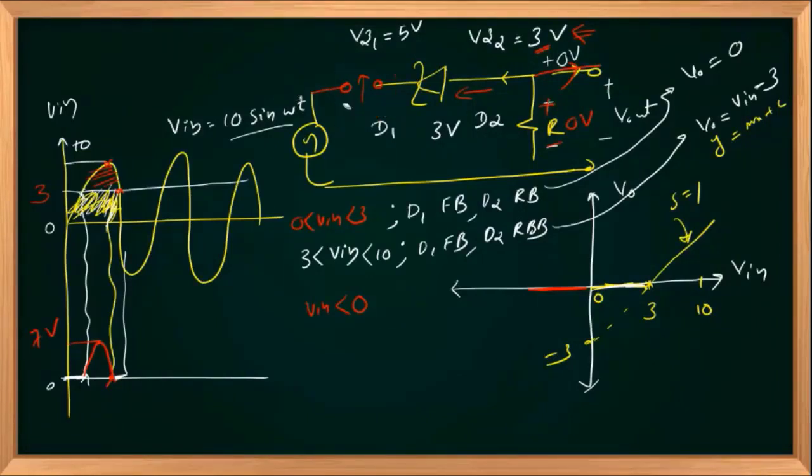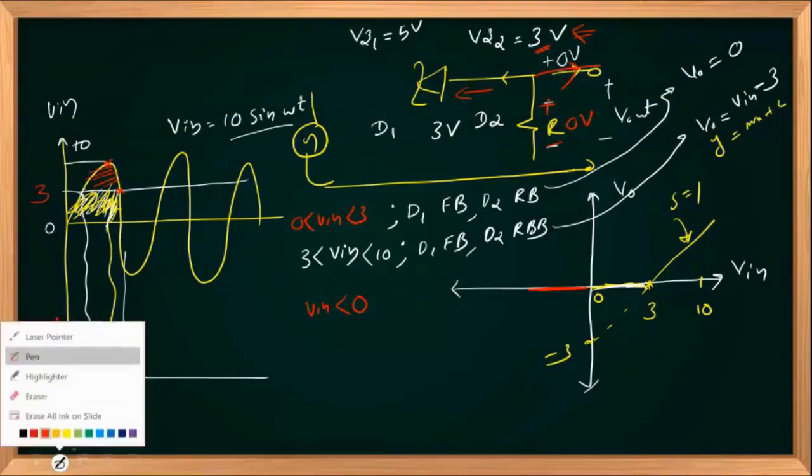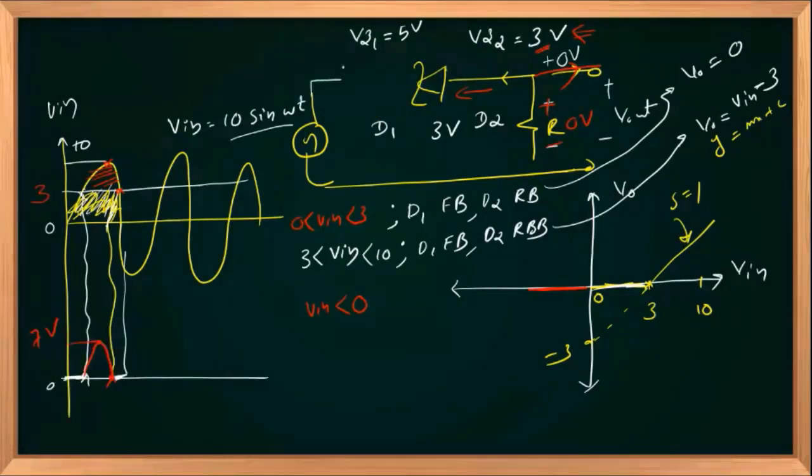And I have connected my D1 like this, anode, cathode. If this voltage exceeds, or that magnitude exceeds minus 3 volts, sorry, minus 5 volts, 5 is the reverse breakdown voltage, minus 5 volts, then D1 is reverse biased, but that breaks down.